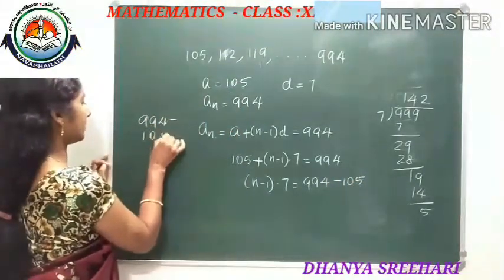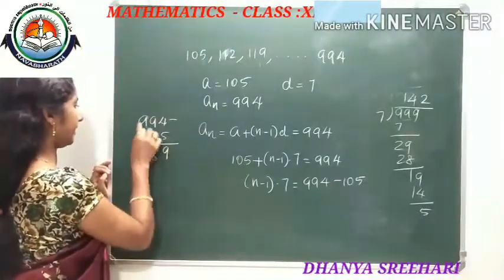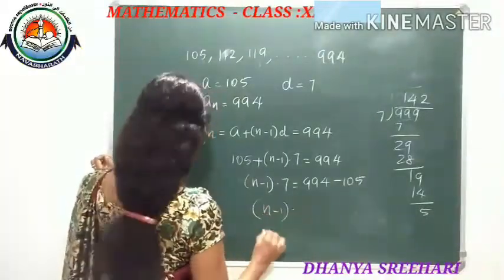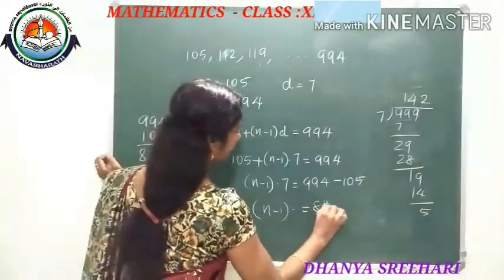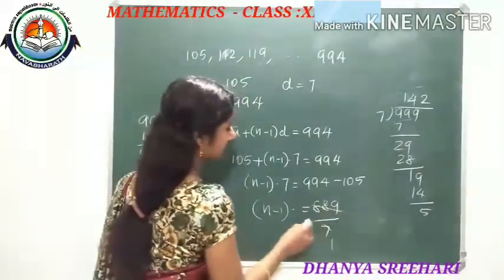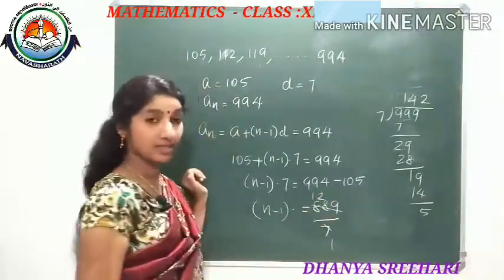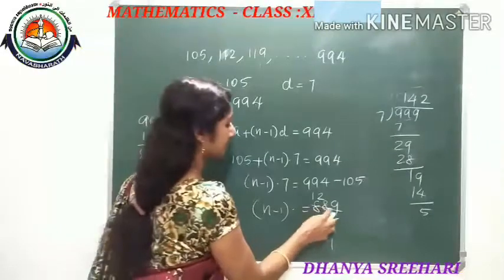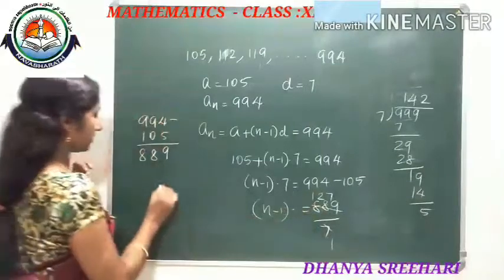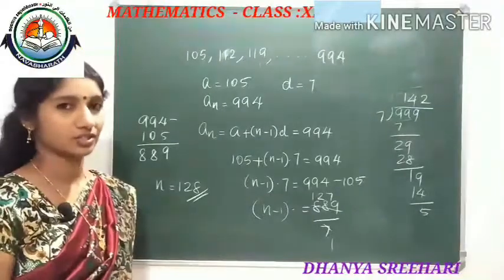994 minus 105. 14 minus 5, 9. 8 minus 0, 8. We got it as 889. So N minus 1 into 7 is equal to 889. So N minus 1 equal to 889 by 7. 1 7s are 7 in 889. 1 7s are 7 in 18. 2 7s are 14, 4 balance in 49. 7 7s are 49. So we got N minus 1 equal to 127. So N is equal to 127 plus 1, which is 128.